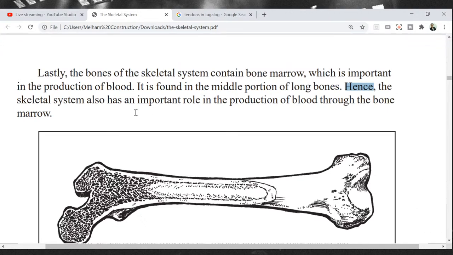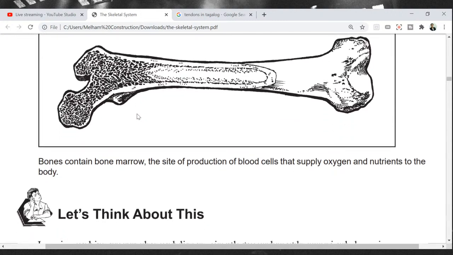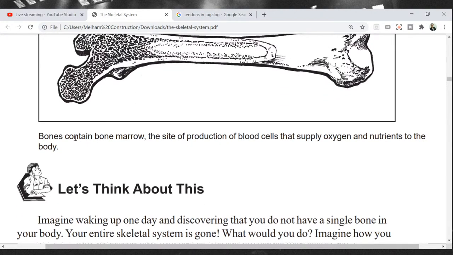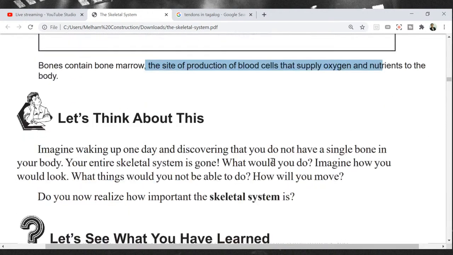Hence, the skeletal system also has an important role in the production of blood through the bone marrow. So, bones contain bone marrow, the site of production of blood cells that supply oxygen and nutrients to the body. So, kung wala kang bone, hindi makakapag-produce ng oxygen yung katawan mo. Kasi doon yun, pinoproduce sa gitna ng bone marrow.